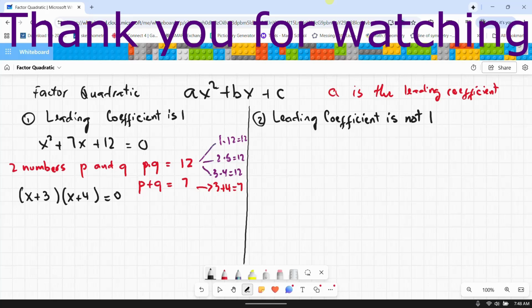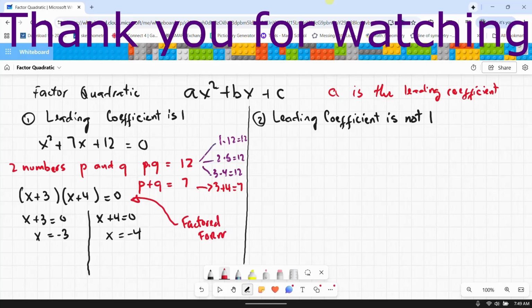Now if you want to go a step further and solve for x, you have to set it up like this. You set up two different equations that both equal 0. Here you have x equal to negative 3 and here you have x equal to negative 4. This is what we call the factored form, and on the bottom, these are the two solutions.